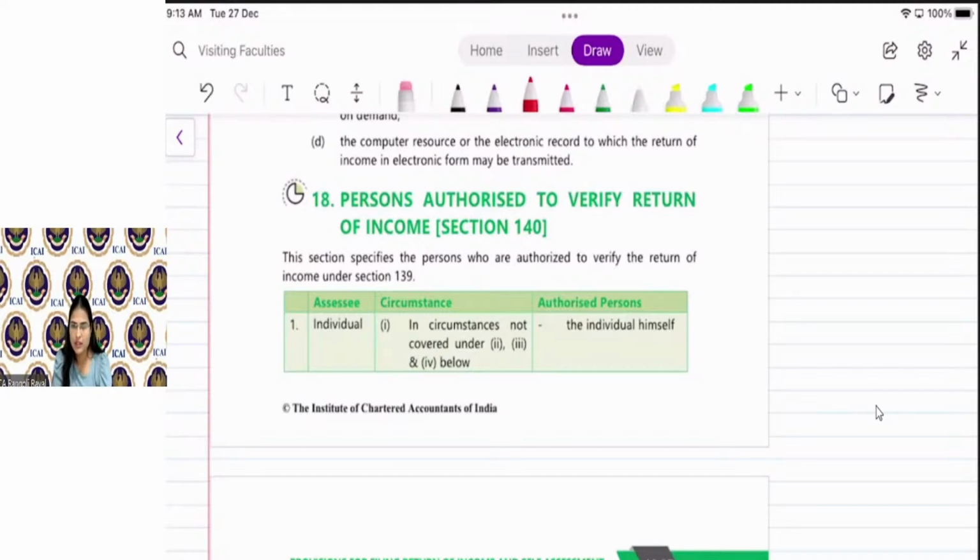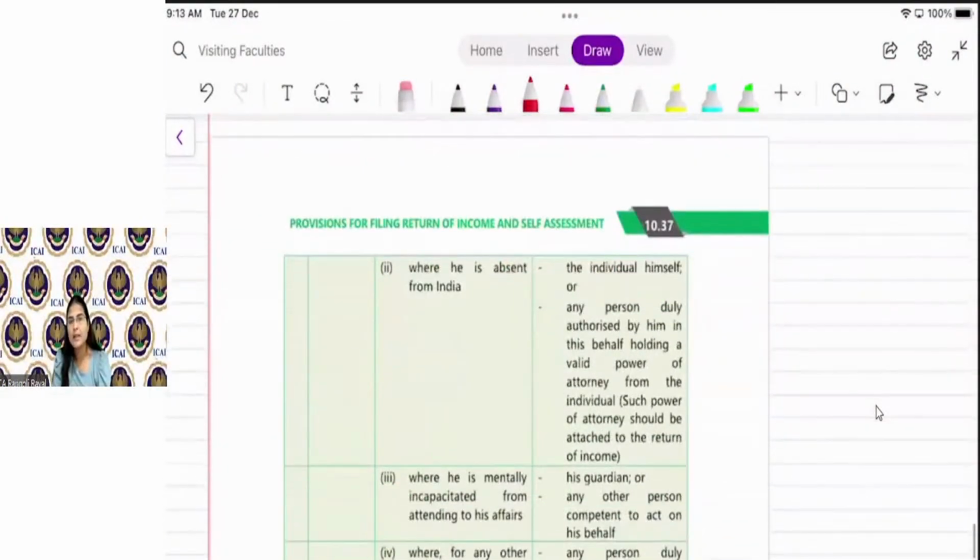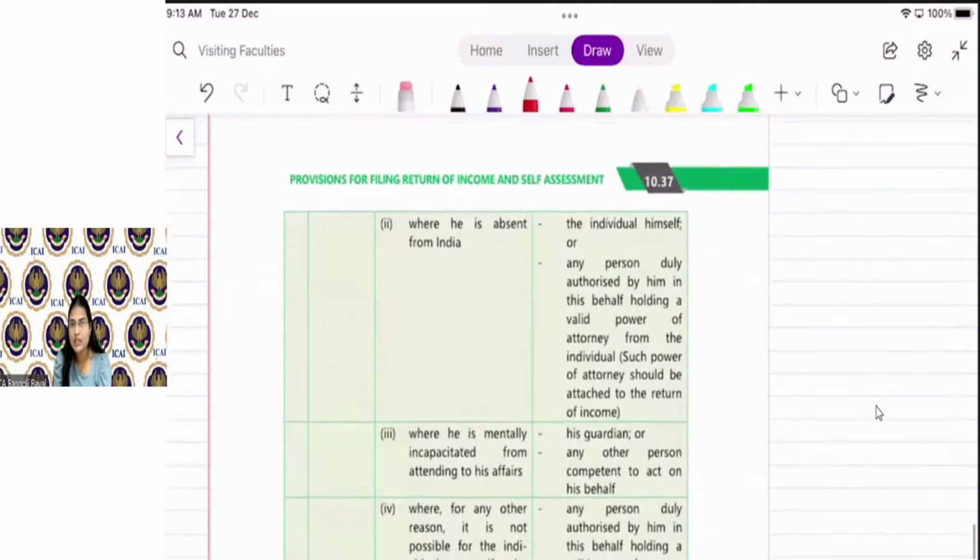In case of an individual, he himself is required to sign the return. Where he is absent from India, say he is non-resident, at present it is possible for a non-resident also to sign the return via electronic verification code. But say, for example, it is not possible, he is absent from India and cannot sign the return. In that case, the person authorized by him in this behalf, holding a valid power of attorney, can sign the return.